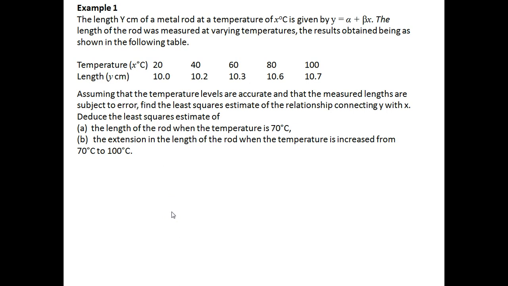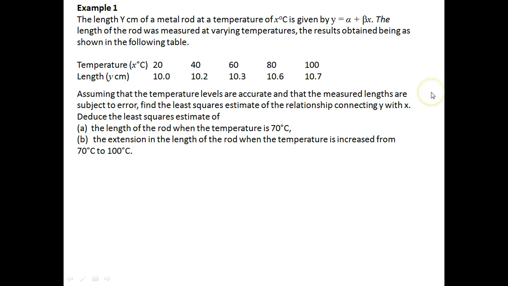One example: the length y centimeters of a metal rod at a temperature of x degrees centigrade is given by y equals alpha plus beta x. That's the true relationship. The length of the rod was measured at varying temperatures, and the results obtained are as shown in the following table. So the temperature was set and the length measured at each temperature.